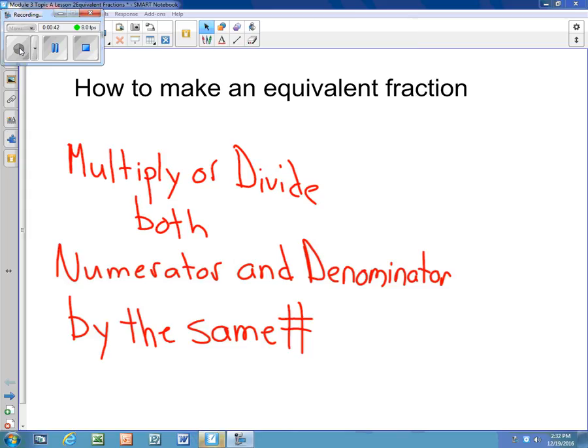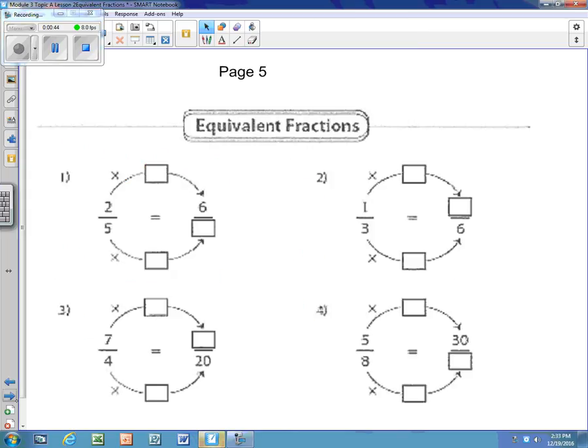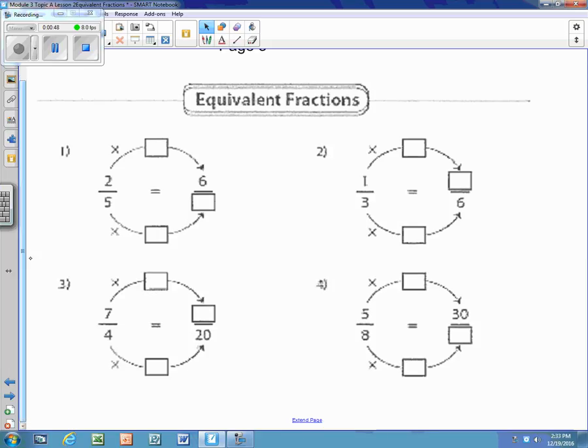So now we're going to look at some examples of this. We want to make an equivalent fraction here. We're going to look at this first problem. We have a 2 here, and we have a 6 here, and this other numerator. So we ask ourselves, what do we do to the 2 to get to 6? And you see this multiplication symbol. It tells me I'm multiplying by 3. Since I did that to the numerator, I must do that to the denominator, and then 5 times 3 is 15.